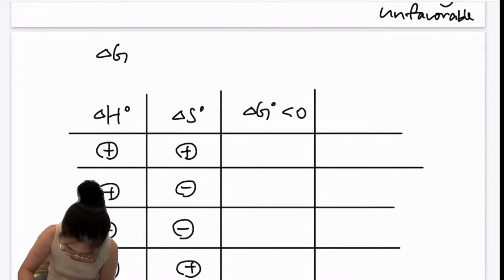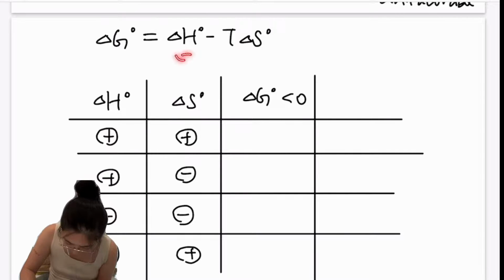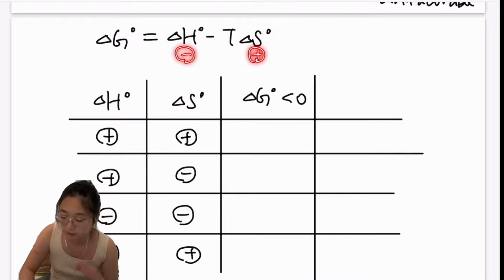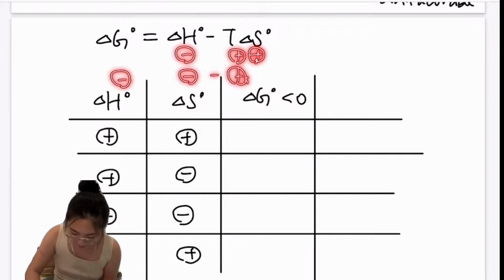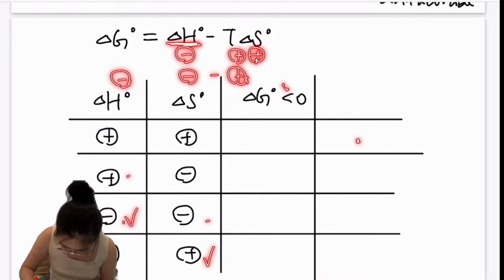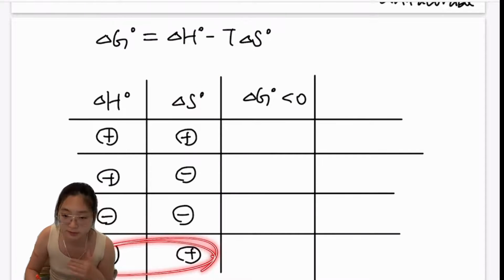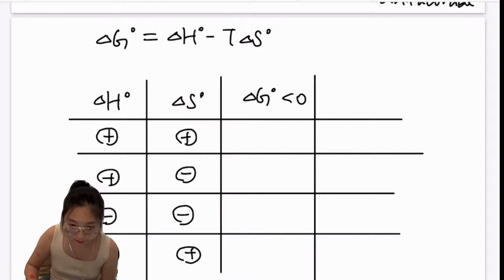Okay, so again, delta G is equal to delta H minus temperature times delta S, which means if delta H is, let's say, a negative value and delta S is a positive value, remember temperature is measured in Kelvin, that's always positive. So you are subtracting a positive value from a negative value. So the difference is always a negative value. So for this situation, it doesn't matter what the temperature is. At any temperature, delta G is always less than 0.